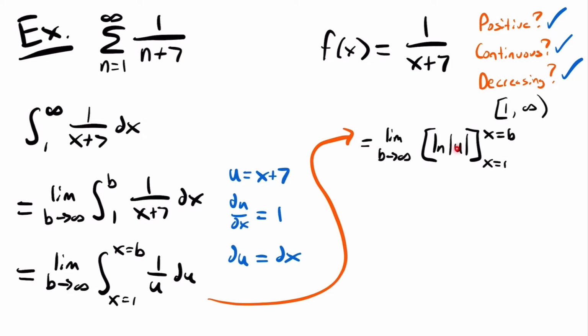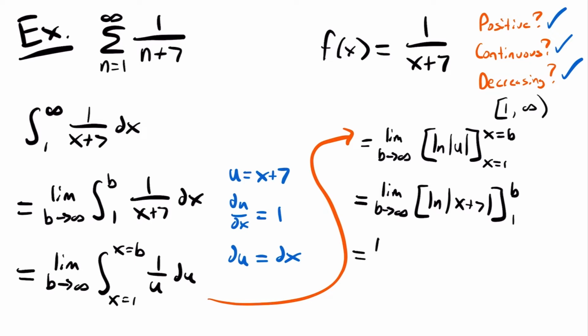Now if we replace u with what we set it equal to, which is x plus 7, then this will be equal to the limit as b approaches infinity of the natural log of the absolute value of x plus 7 evaluated from 1 to b. Now that we are back in terms of x, we can plug in our bounds of integration. We will evaluate this at b and then subtract the evaluation at 1.